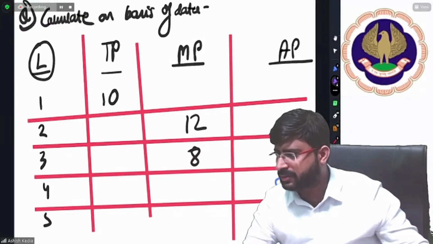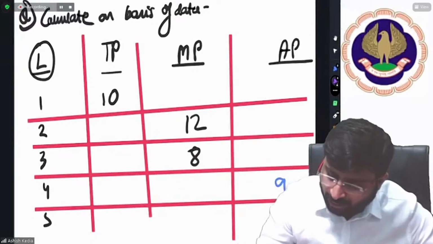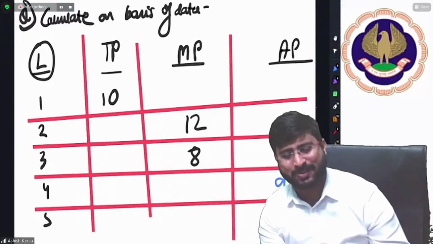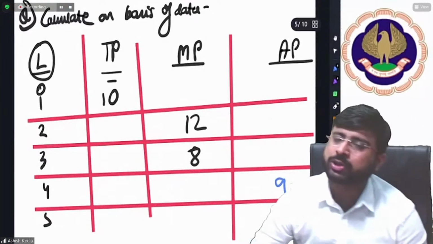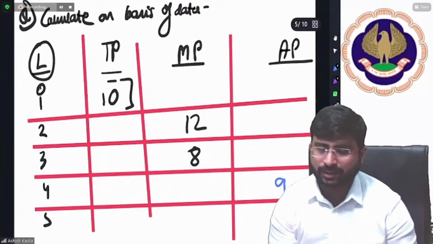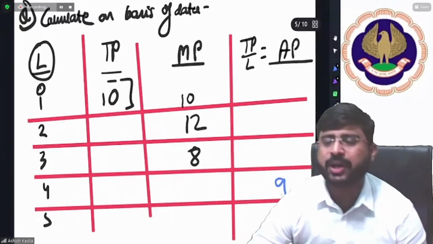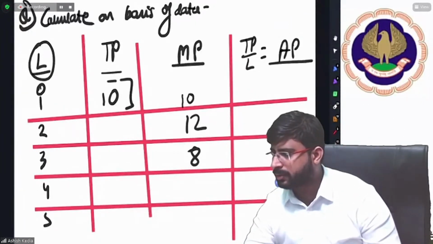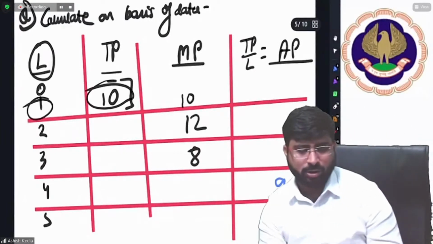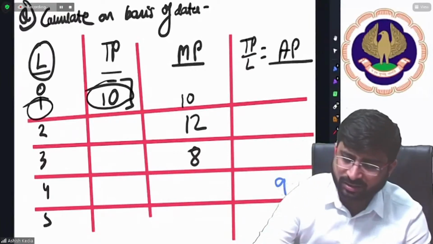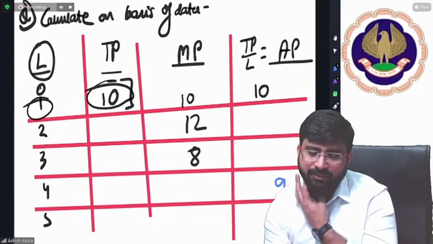Come on, very good. I can see some answers. See, for the first unit, TP, MP, and AP will all be the same, because when no labor was there, nothing was produced. So change in labor is by 10, so for the first unit, MP is 10. And what is average product? Average product is total product divided by labor. TP is 10, labor is 1, so 10 by 1 is equal to 10.